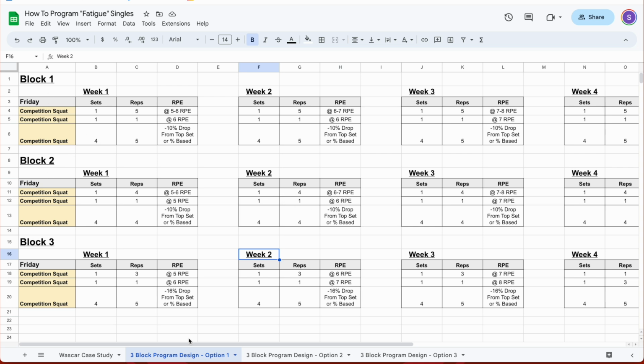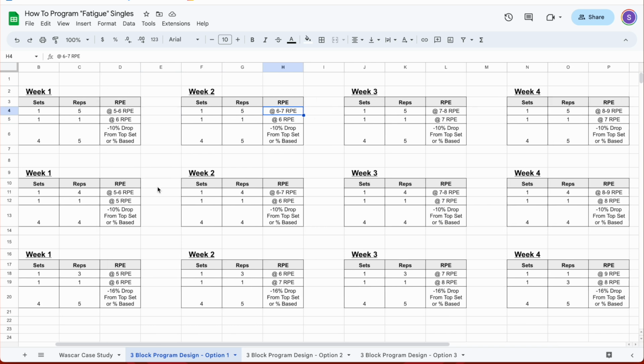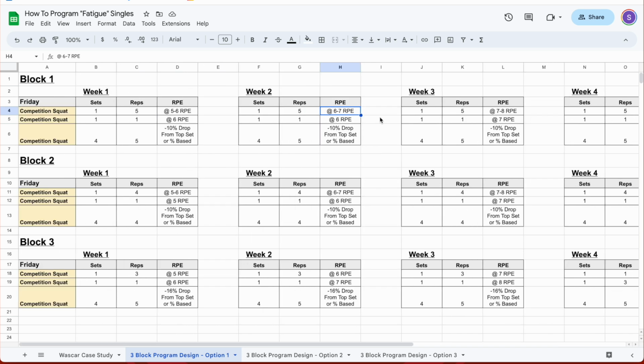But here we have a 3-block setup that would be pretty similar to what I'm using Wascar as the template of what we might do. So first block, we're doing a top set of 5 followed by back off 5s in a single. Block 2, a top set of 4 followed by back off 4s. Block 3, top set of 3 followed by 4 by 5. And there's ways we can do this fatigue drop. With the assumption that we're doing ascending RPEs on that top set, it's going to stay relatively static block to block. Again, Powerlifting Now, I explain that a lot more.